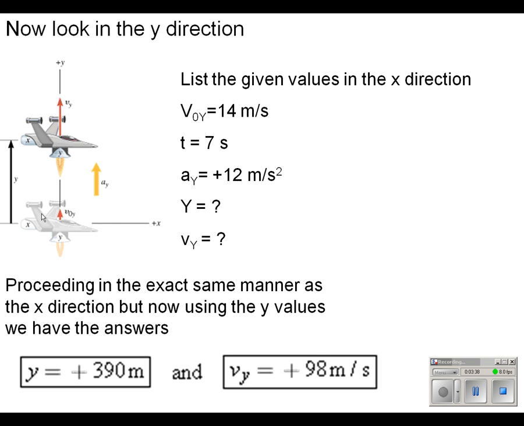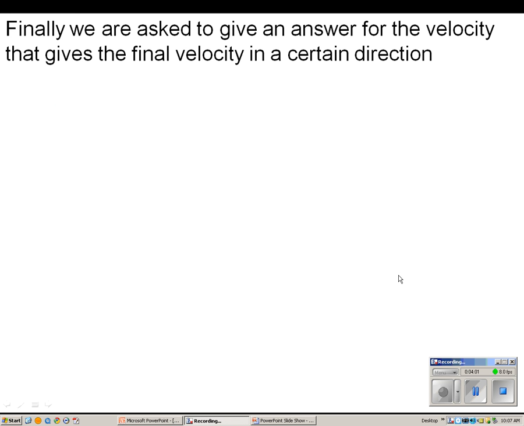The motion we are looking at is just the y direction only. It's this upwards motion here. And we're going to use the exact same equations that we used in the x direction and plug in all our values. You should pause the video now and see if you can do that. Come up with 390 meters in the y direction and 98 meters per second as the final velocity in the y direction.